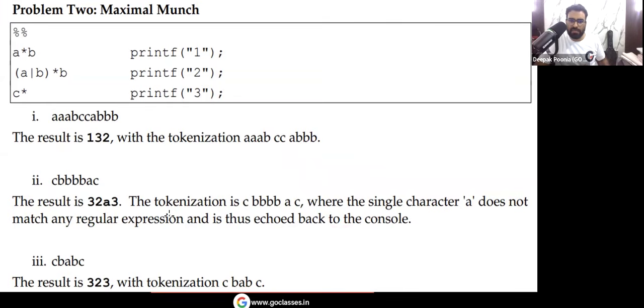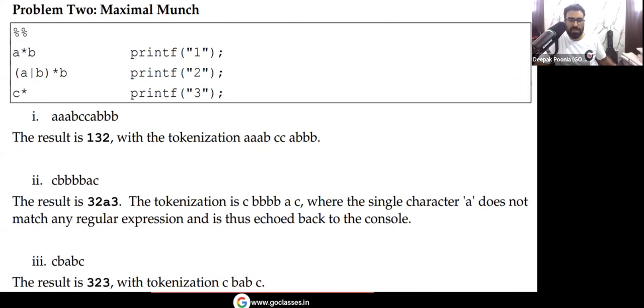For the second, you can see the tokenization is not possible, so there will be an error. You can see there is no match. So there will be an error. On the console, there will be an error message: lexical error, tokenization not possible. And for the third string, the output will be 323. I hope you understood this question.